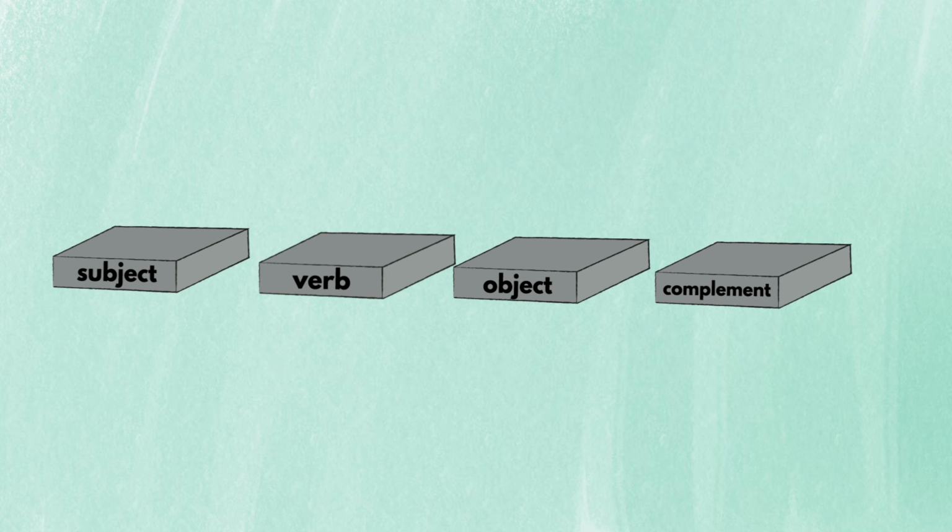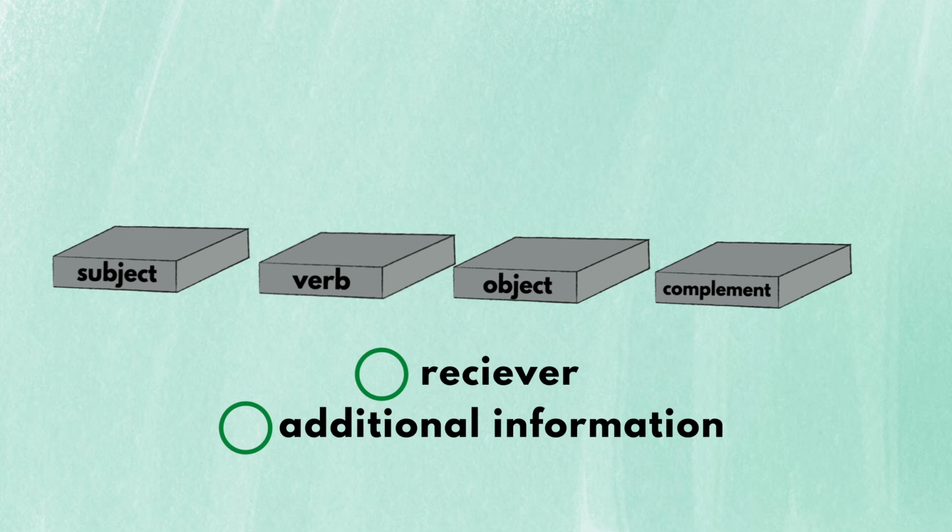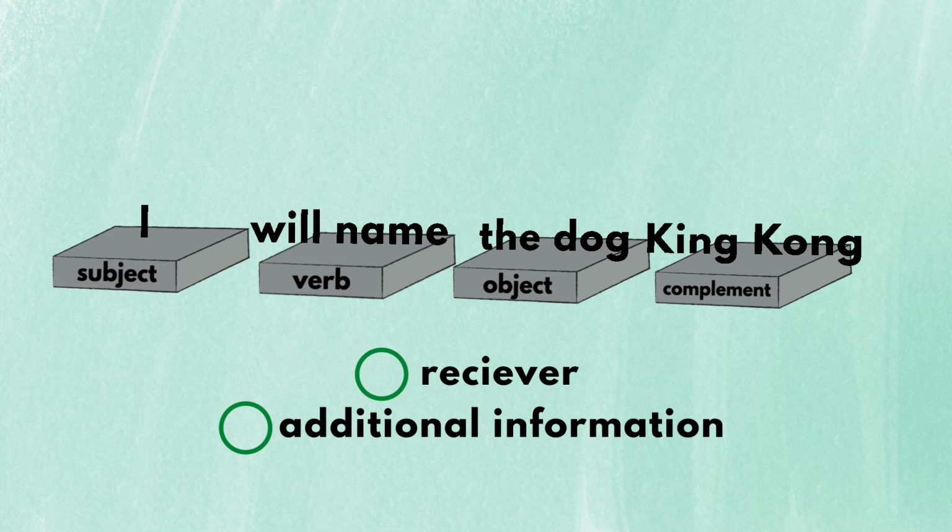Lastly, there's the subject-verb-object-complement structure. You use this structure when the verb requires a receiver and additional information. For instance, take the sentence I'll name the dog King Kong. Due to the nature of the verb name, you need to explain the thing you name, which is the receiver of the action, and what you name the thing as, which is the additional information.